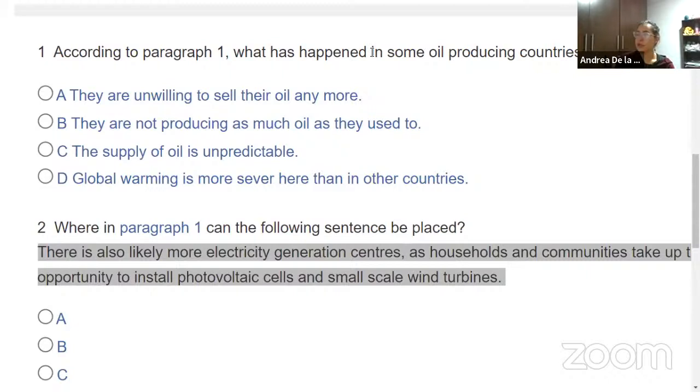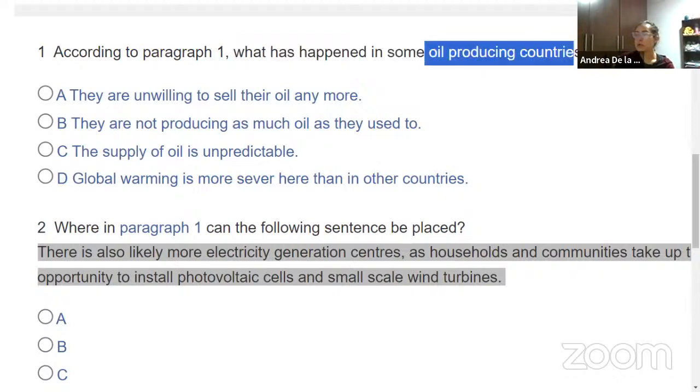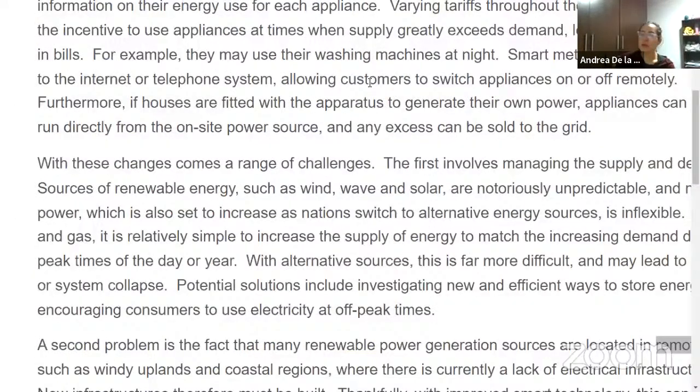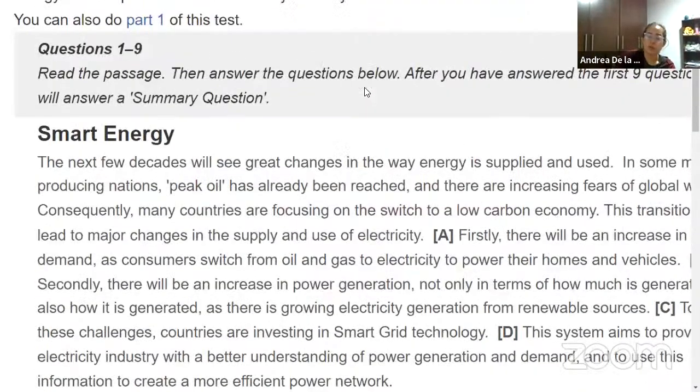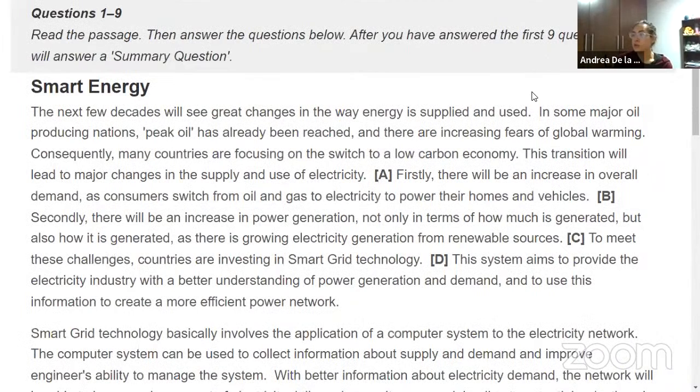So basically, the strategies for detailed questions were to first identify what the keywords in the question are. In this case, they're asking about oil-producing countries. Those are probably the keywords because they're asking for what happened in those countries. So we're gonna find any information that we have on those countries, oil-producing countries, according to paragraph 1, the first one. So we start searching for those keywords or their synonyms.